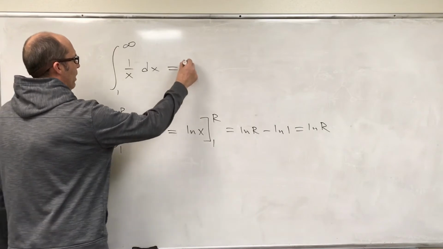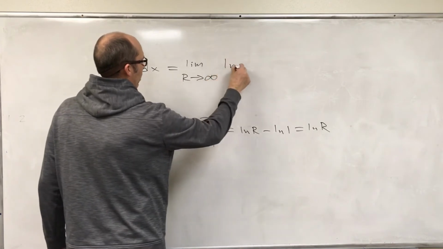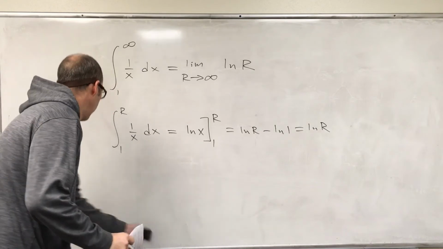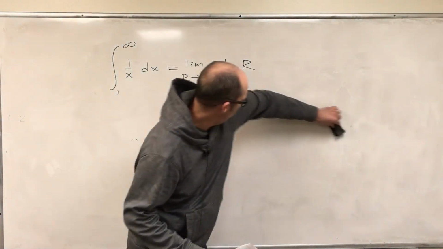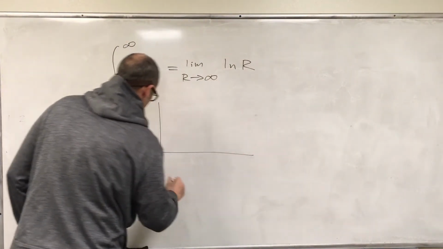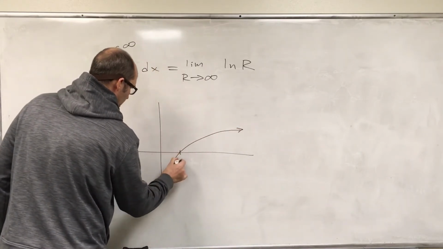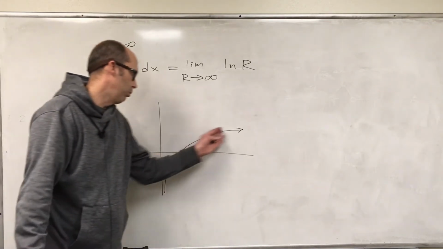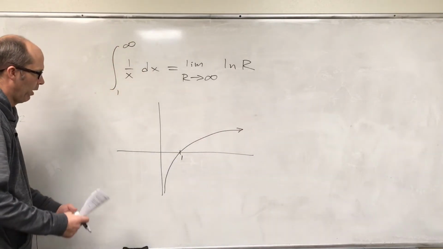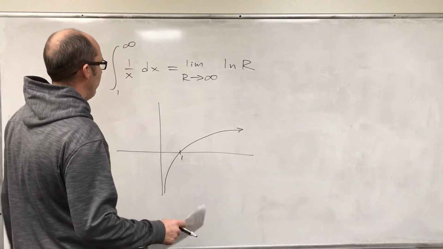So that tells us that this is the limit as r approaches infinity of ln r. Okay. Now, if you look at the graph of ln, you'll see that it's always increasing, even though it is the slowest increasing function we can find. But in any case, it's still growing, it's still increasing.